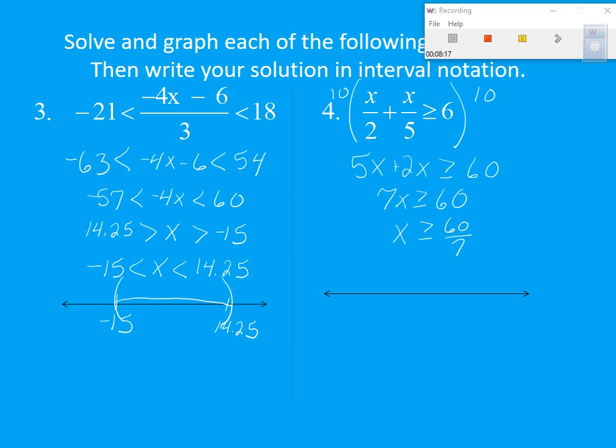My graph would look like this. I'd have 60/7. Since it's or equal to, it's either a closed dot or it's a bracket. And I'm going to the right. So that makes my interval notation bracket 60/7 to infinity. So guys, I've kind of clicked through some linear examples there. I'll slow down just a little bit with our quadratics.